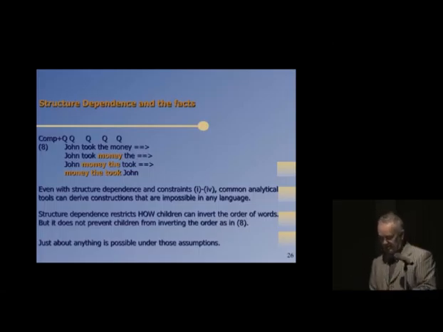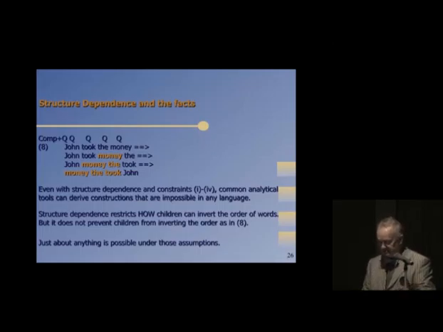And at the end of the derivation, the only Q feature left is the one in comp, and that's fantastic because that's the one that's interpreted. And you get the result, "money the took John", the reversal of the order. So even with structure dependence, and with the addition of the 4 constraints I gave above, common analytical tools can derive constructions that are impossible in any language. Structure dependence restricts how children can invert the order of words, but it does not prevent children from inverting the order as in 8 or other fantastic cases like that. Just about anything is possible under those assumptions.